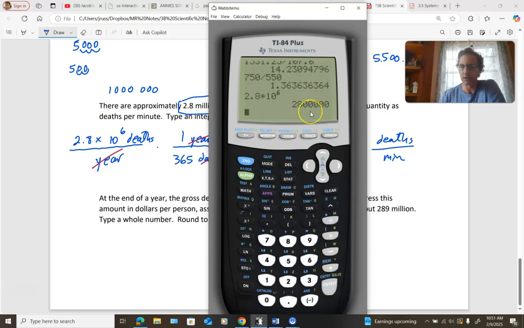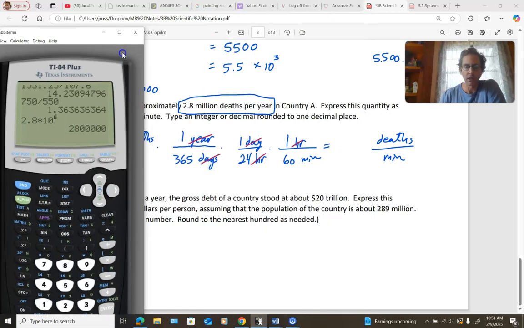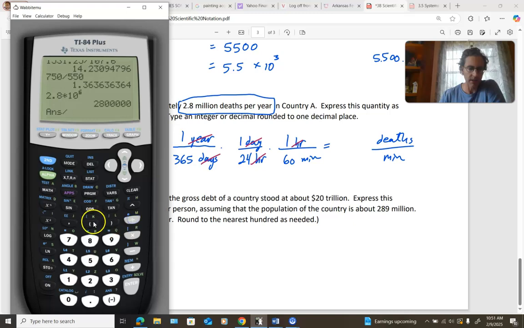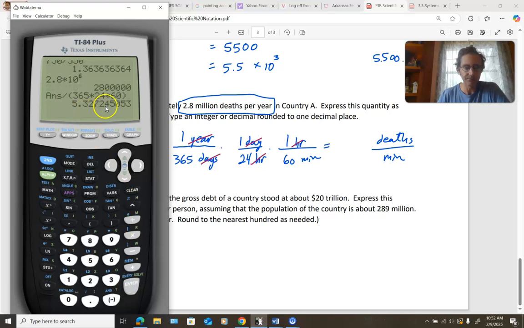You can hit enter if you want. That'll just convert it to ordinary notation. And then we need to divide this by all these numbers in the numerator here. They're all being multiplied. So 365. To make sure you keep all these factors in the denominator, you need to keep everything in parentheses here. So 365 times 24 times 60. Close those parentheses and hit enter.